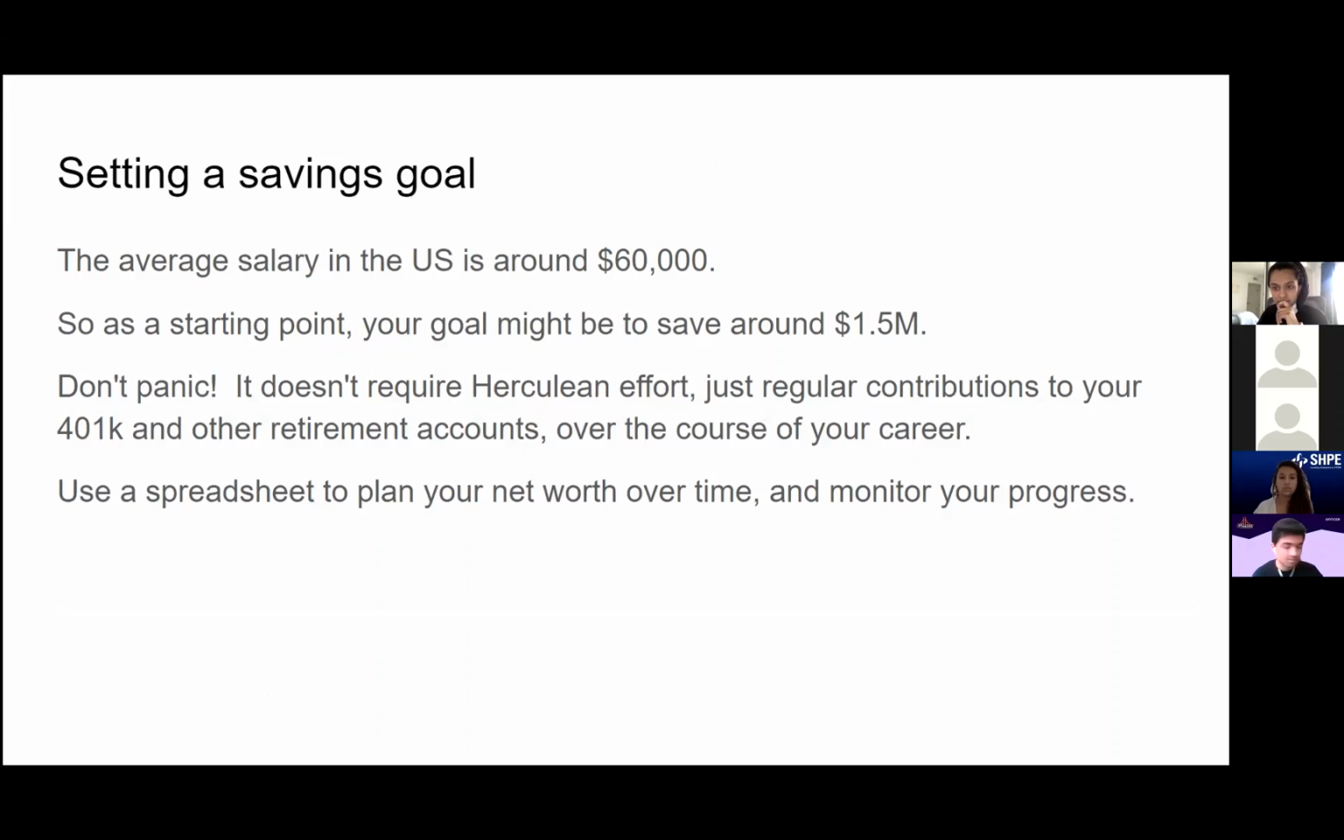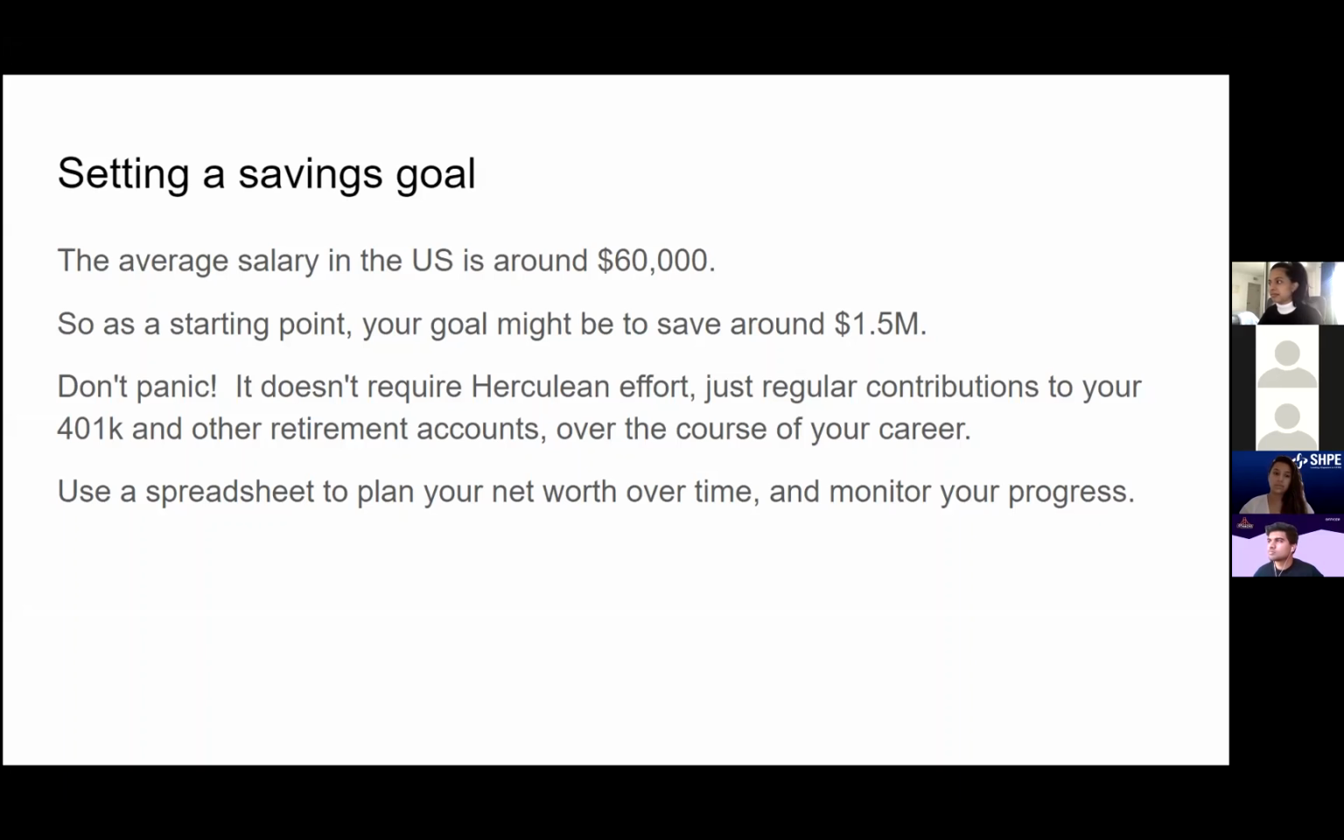So anyway, you need to have a goal. I'm just making up some numbers here. The average salary in the U.S. is around $60,000, so let's use an average salary. In that case, you'd be shooting for a savings goal of around $1.5 million. So $60,000 is 4% of $1.5 million.